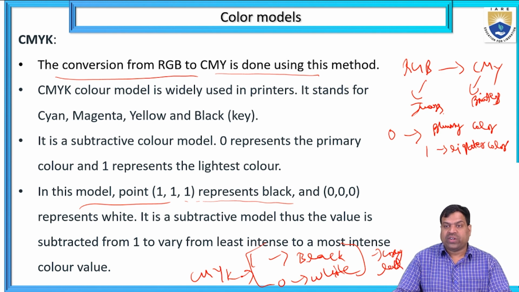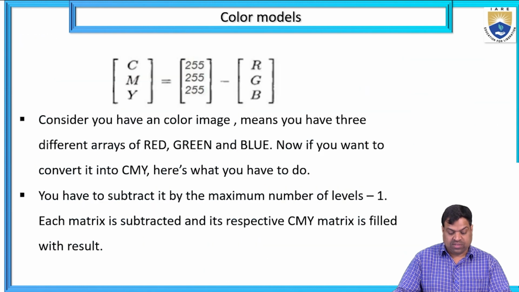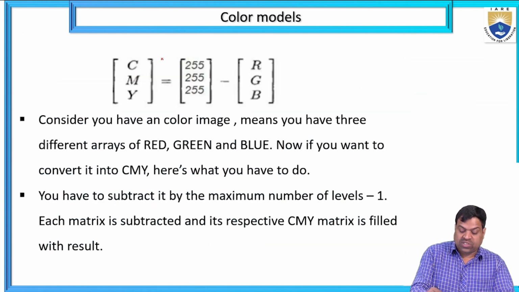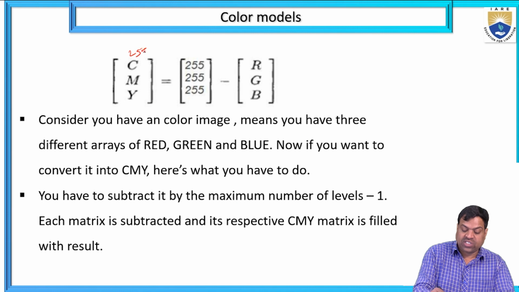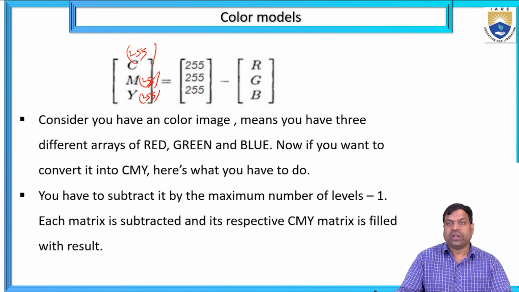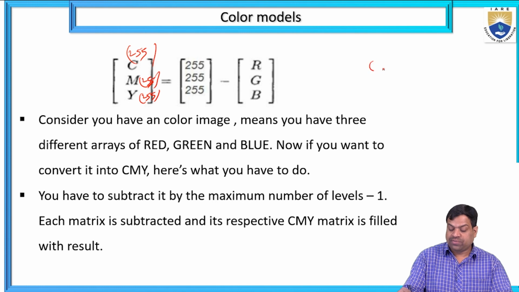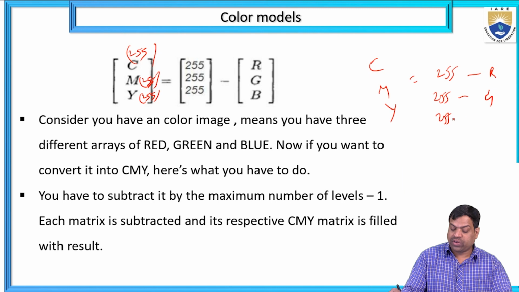Black is nothing but 1 and white is nothing but a 0 here. And here CMY means C of 255 intensity, M of 255, Y of 255 intensity values, I am taking. So that is the CMY minus RGB. So what is happening? CMY, equal to cyan, magenta and yellow, is nothing but 255 minus red, 255 minus green, 255 minus blue.